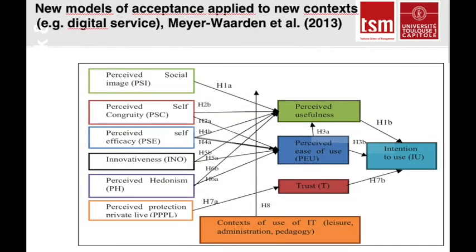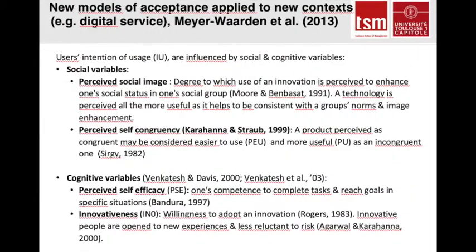In this model, we add perceived self-congruity, perceived self-efficacy, innovativeness, and social image to the traditional TAM model. So users' intention of usage is influenced by social and cognitive variables. Namely perceived social image, which is the degree to which the use of an innovation is perceived to enhance one's social status in one's social group.